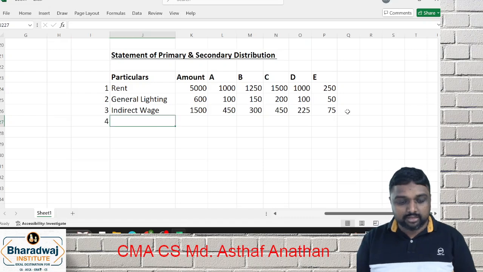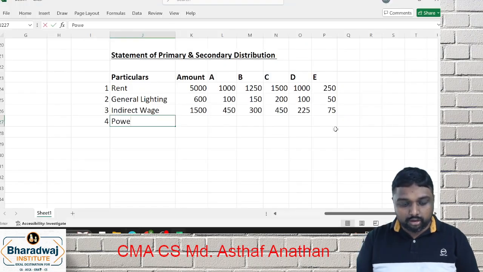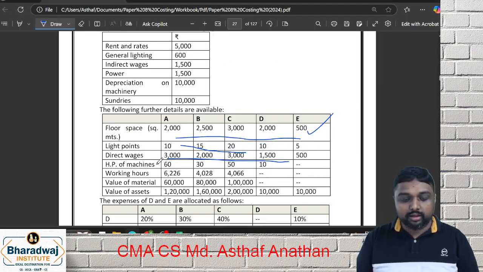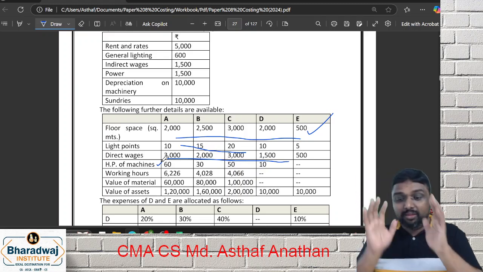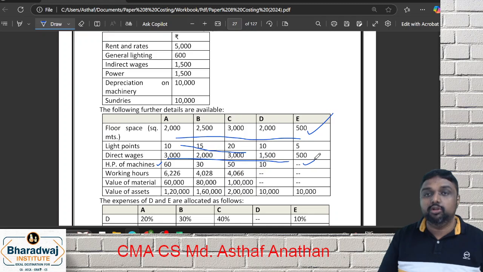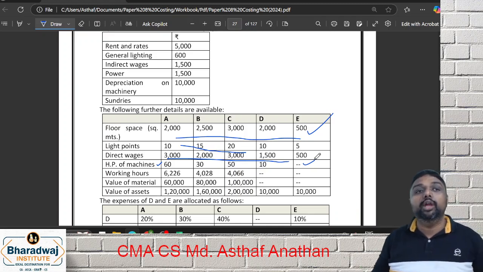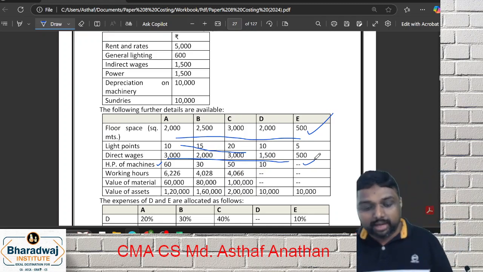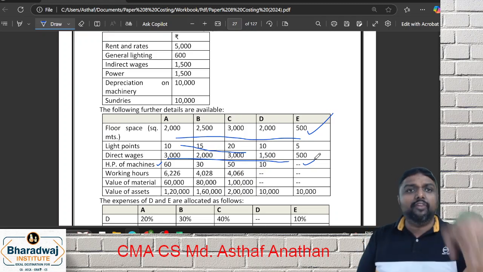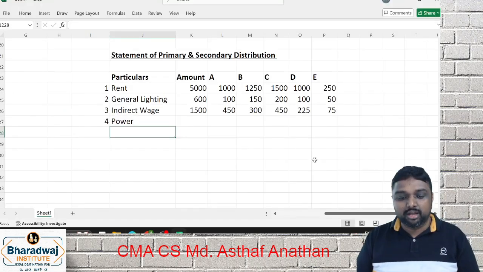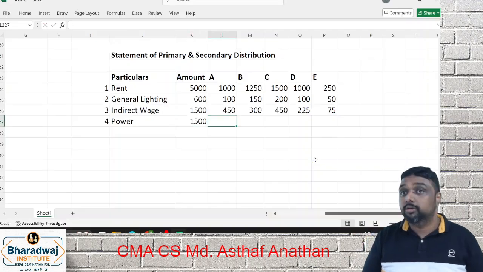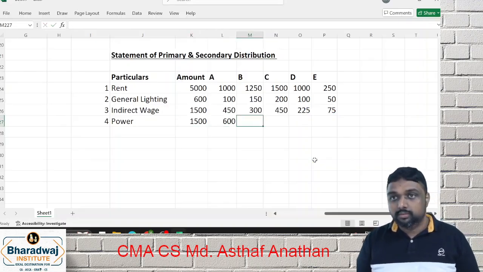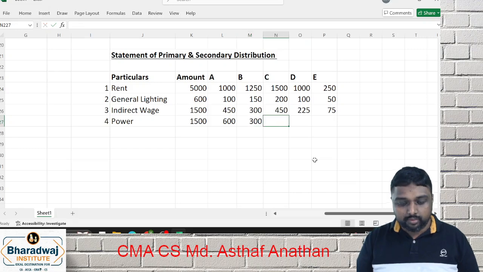What's the next item, friends? Power. Power on the basis of kilowatt hour. Here, kilowatt is not given, HP is given. So kilowatt is not there, you take what? HP. Very, very important. See this E item, there is no item. That means in that column we won't do any apportionment. For the remaining items only, we give 6 is to 3 is to 5 is to 1. In that ratio you have to apportion. What is the power total amount? 1,500. So what will be the amount? 300, 500, 100. That's all.